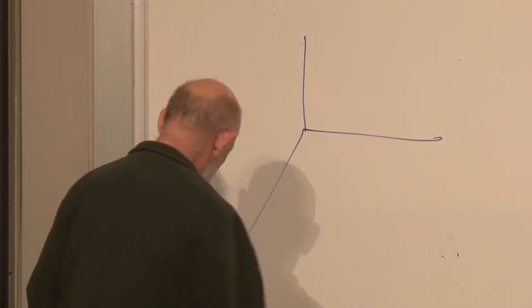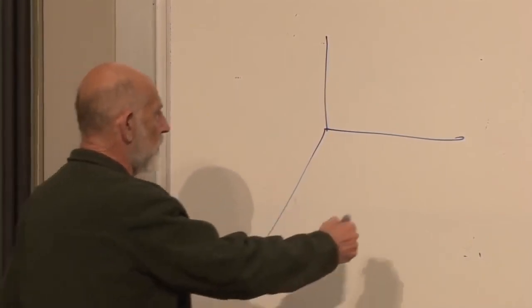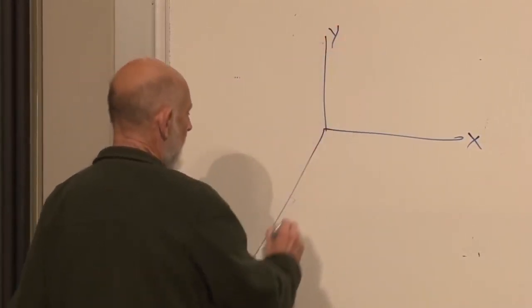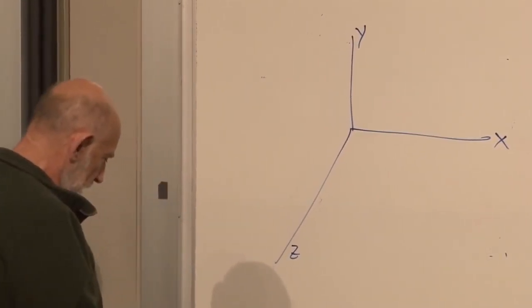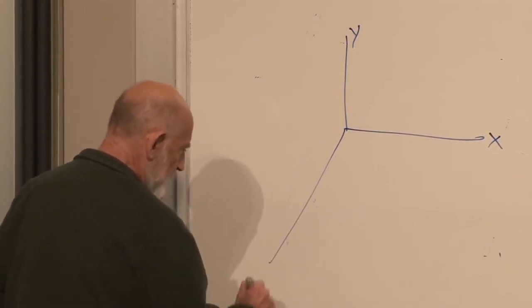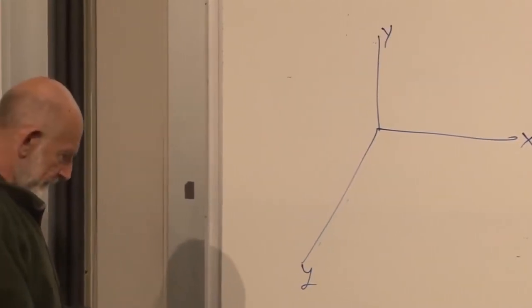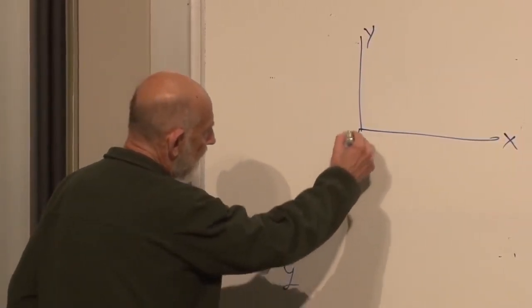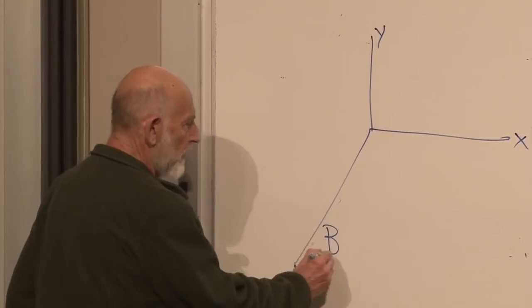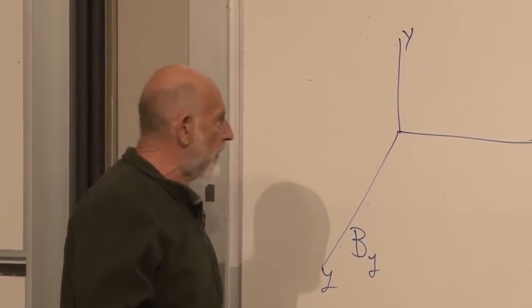Here are your three dimensions of space. Let's call them x, y, and z. I guess this would be y, and this would be z. I think I have in my notes here that I called this y, which is probably inconsistent with the right-hand rule, but never mind. x, y, z. And let there be a magnetic field pointing out of the blackboard, in other words, B_y. A magnetic field, and that's the only component of the electromagnetic field.